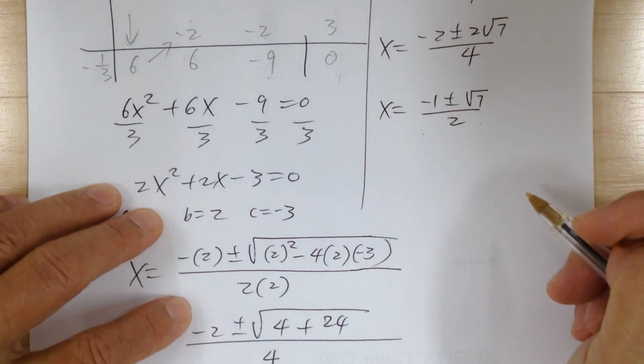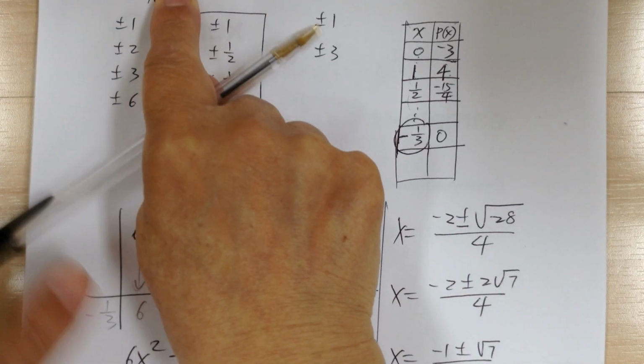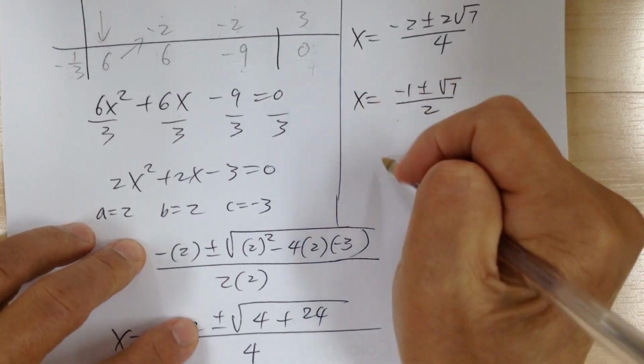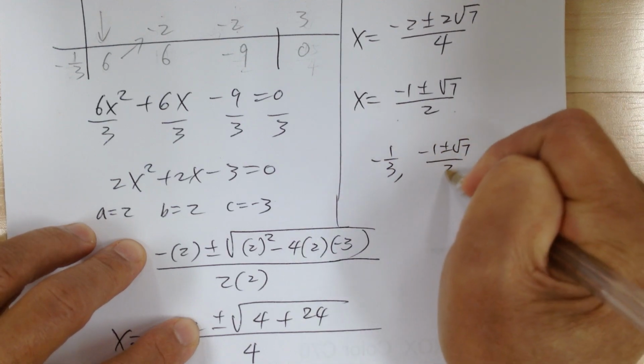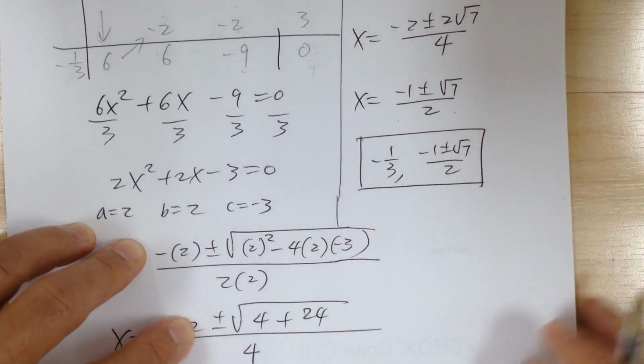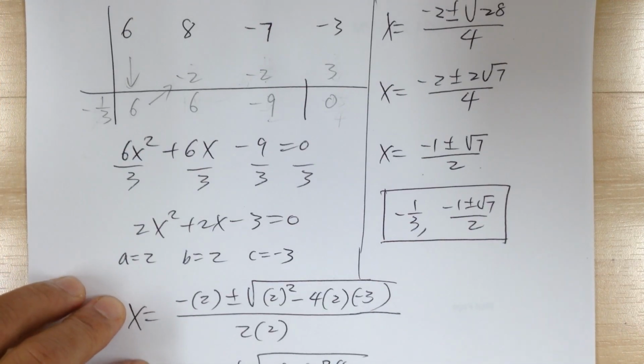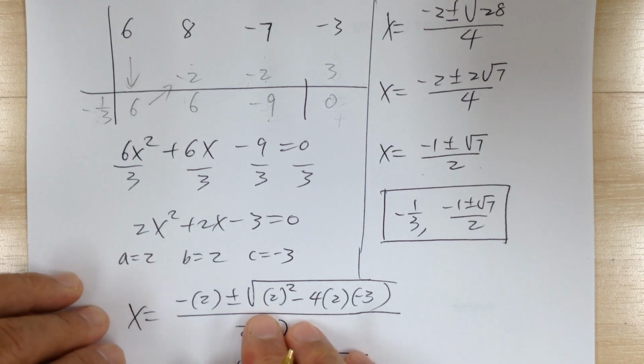Okay? So your 3 answers, again, this is a cubic equation, so you're going to get 3 answers. So your 3 answers are negative 1 over 3, negative 1 plus or minus square root of 7 over 2. Okay? So the problem gets pretty complicated, so make sure you understand the technique and have patience to go through. Okay? Okay, so let's go to example 1.